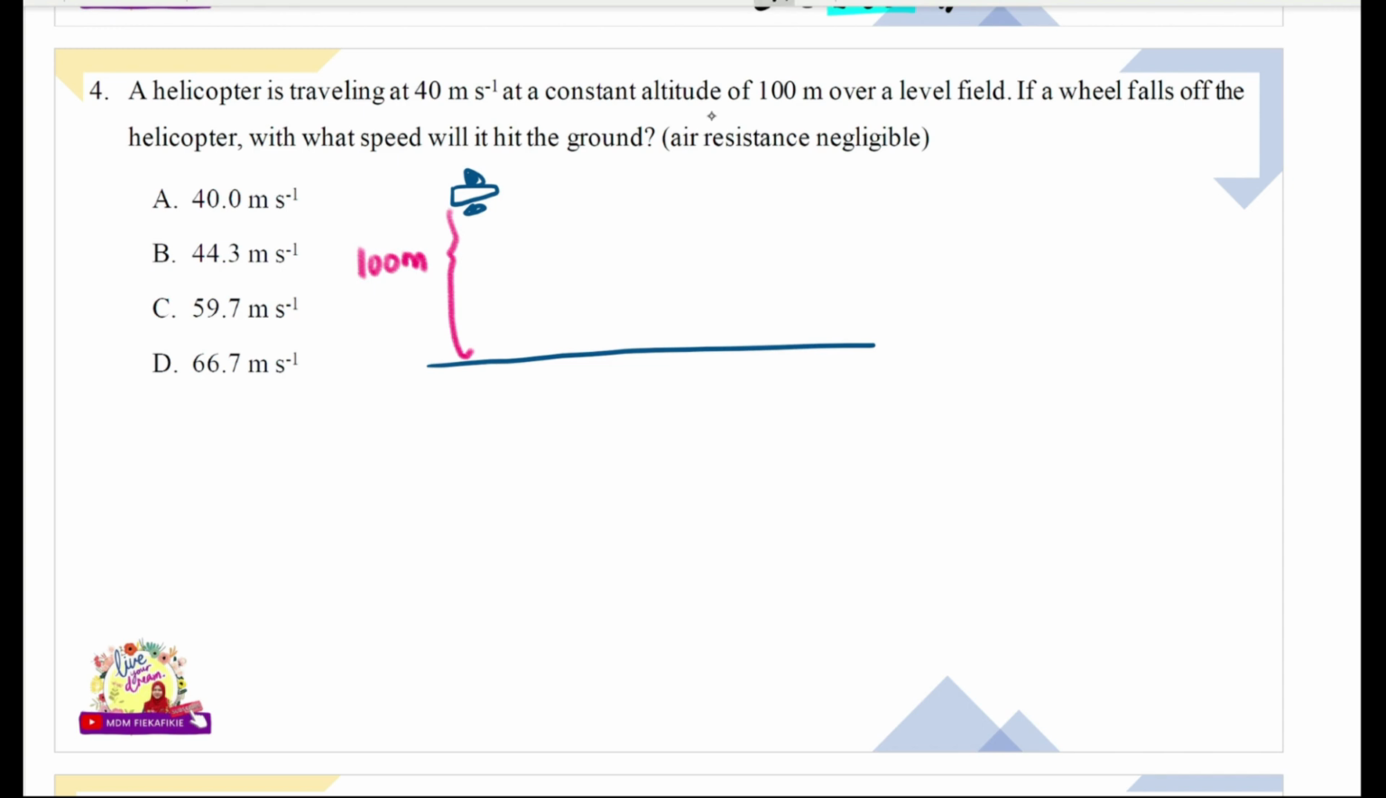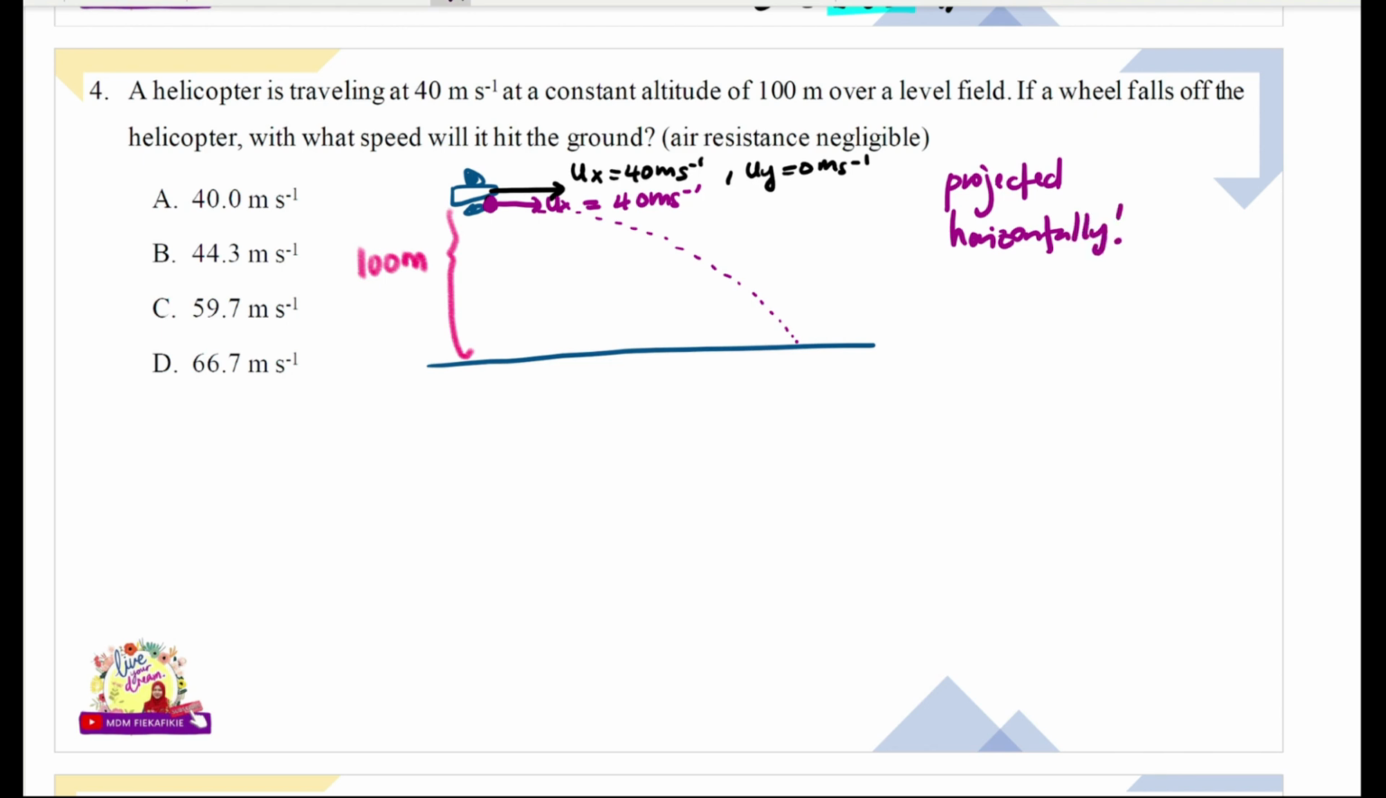Okay, wheel helicopter tu terjatuh kan. Okay, so since it is moving in this direction, Ux equal to 40 meter per second, automatically Uy is equal to 0. Tak ada angle pun you nak resolve. Okay, so bila soalan tersebut, the wheel of the helicopter falls off from the helicopter, so means that the wheel is travelling the same speed as the helicopter. So maknanya dia nak jatuh tu pun dia ada Ux dia. Yang purple ini adalah wheel dia tadi. Okay. So dia akan turun macam ini. Projected horizontally. Case ini adalah projected horizontally.